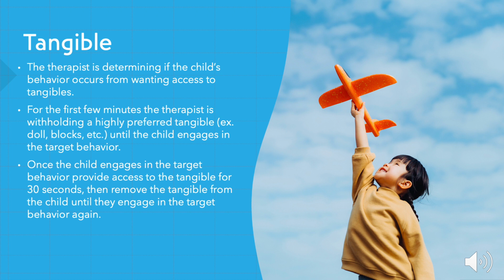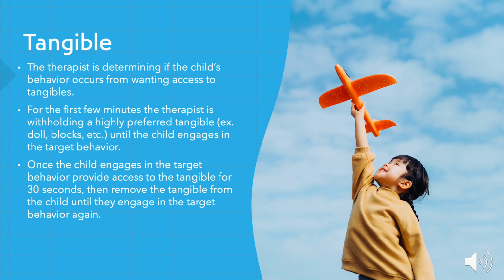In the tangible condition, the therapist is determining if the child's behavior occurs from wanting access to tangibles. For the first few minutes, the therapist will withhold a highly preferred tangible. These tangibles could be a preferred doll, toy blocks, a toy car, and many others, until the child engages in the target behavior. Once the child engages in the target behavior, provide access immediately to the tangible for 30 seconds, then remove the tangible after those 30 seconds are up, until the child engages in the target behavior again.